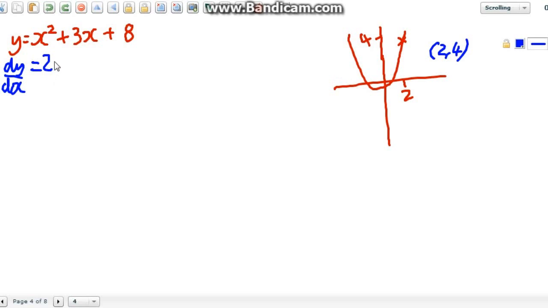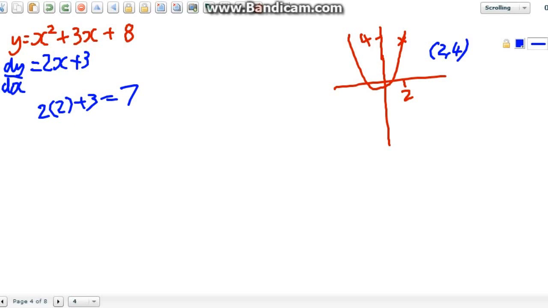And that gets us 2x plus 3, because this is bring the 2 forward, drop it to a 1. Bring a 1 forward, so that doesn't change. Drop this to a 0, so the x cancels. And because it's just a number, it disappears. So we're left with 2x plus 3. We know that our x equals 2 because of the coordinate. So we're left with 2 times 2 plus 3, which equals 7. So the gradient at this point is 7. It's as simple as that.